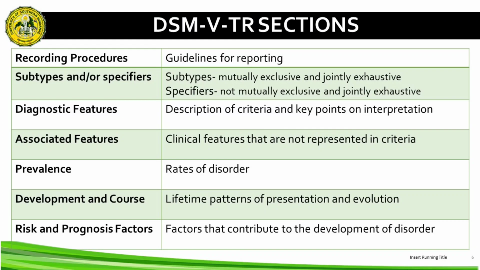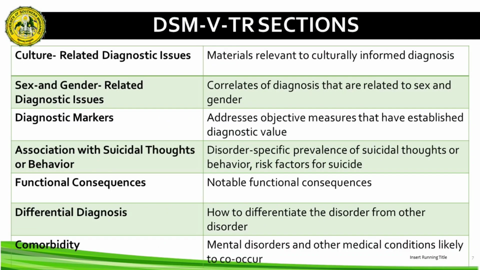Yung risk and prognostic factors, nag-include ng discussion ng factors na nag-contribute sa development ng disorder. Next online, we have the culture-related diagnostic issues. Ito yung nag-a-address sa culture sa isang disorder. Next, you have the sex and gender-related diagnostic issues. It includes correlation ng diagnosis that are related to sex and gender.